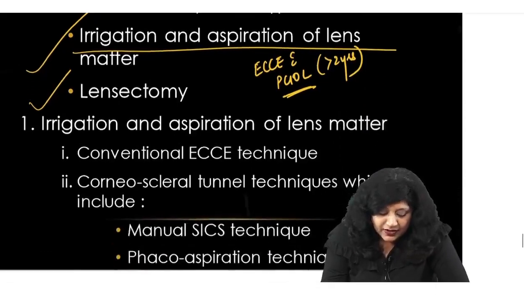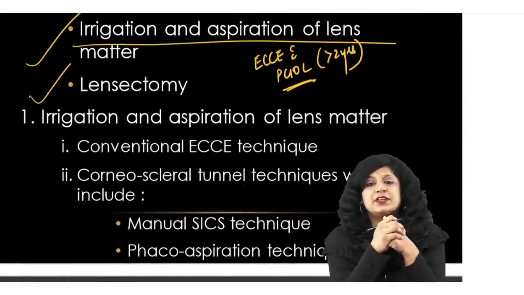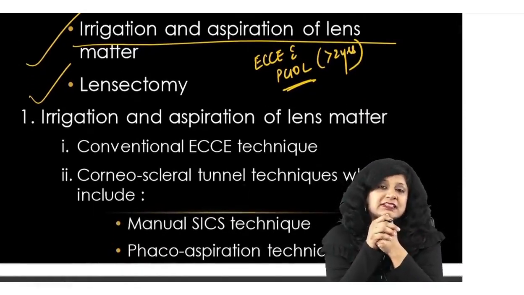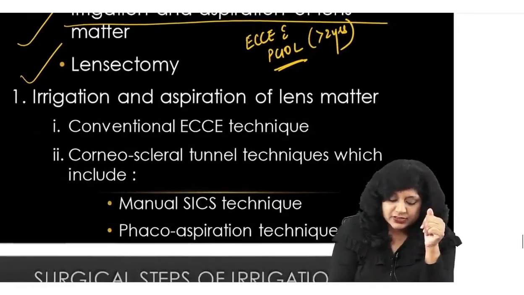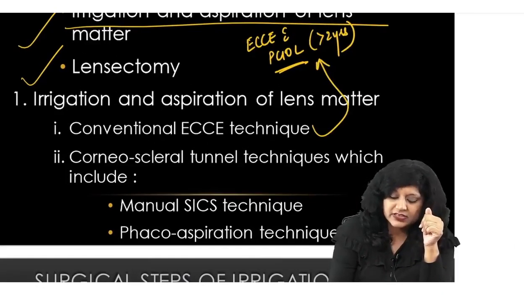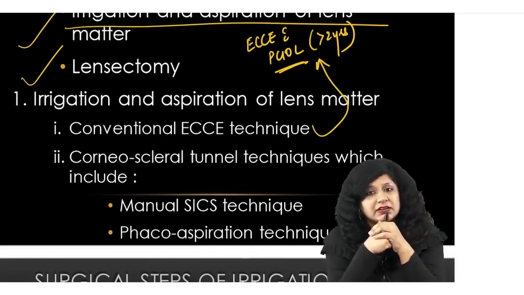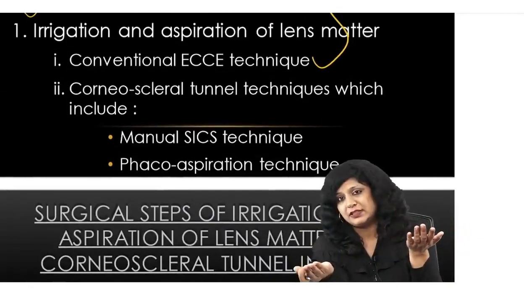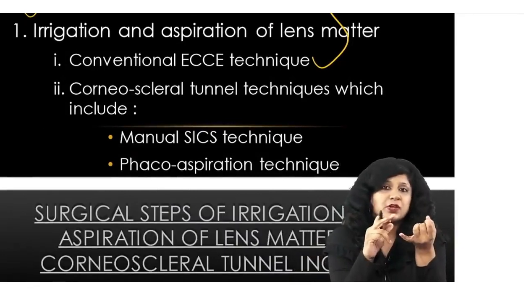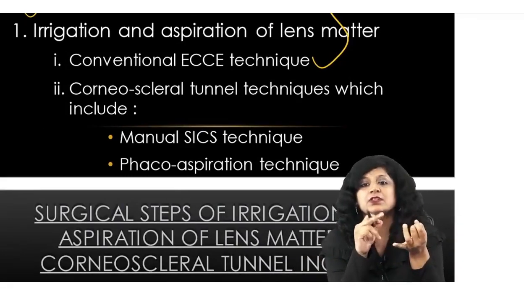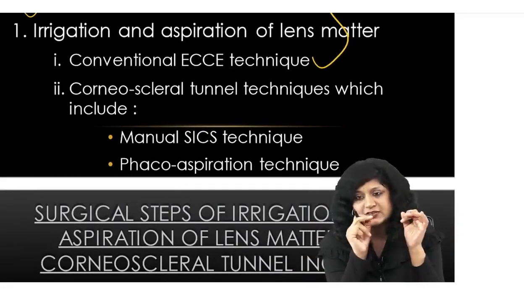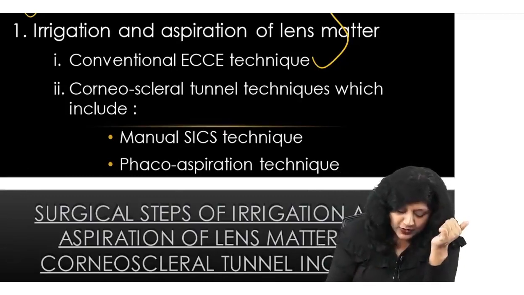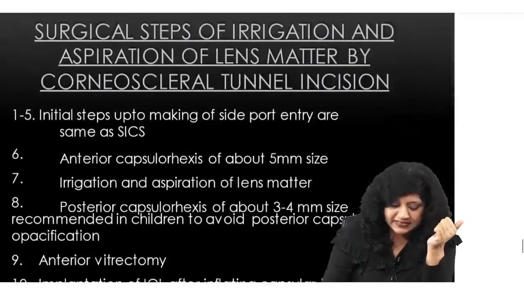So when we are doing this irrigation and aspiration of the lens matter, one possibility is that you are going through this conventional ECCE method, and the second is that you can go with your tunnel methods also, that is the SICS method, or the faco aspiration techniques also you can do. Let's see here step by step.